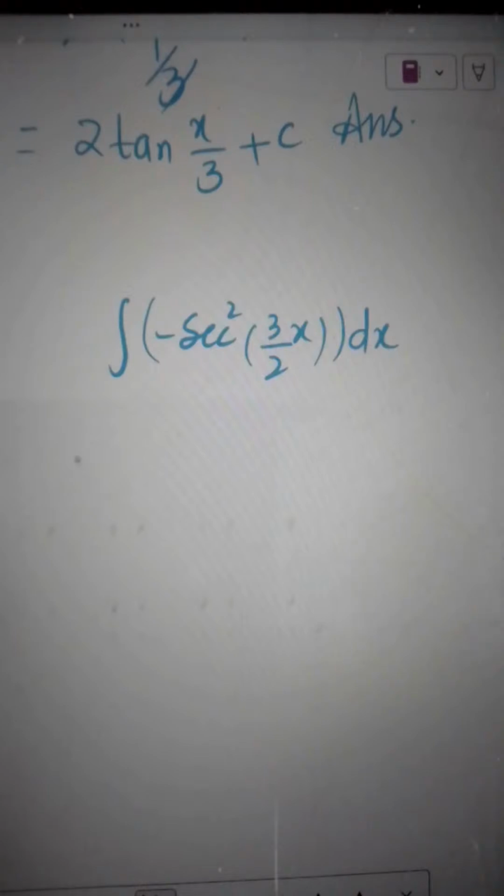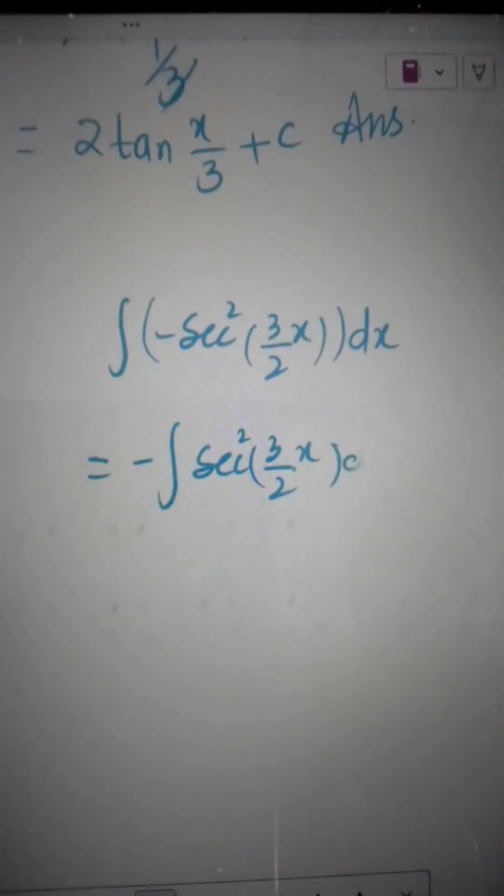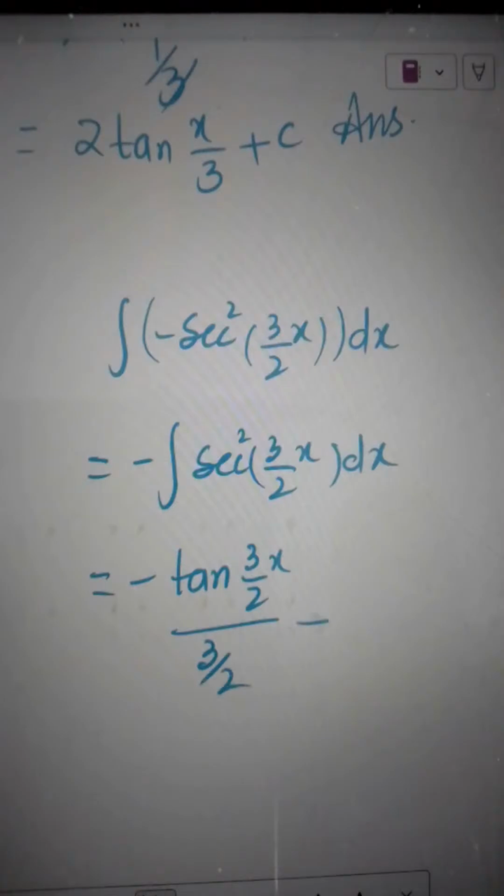So this is the function which we have to integrate now. How can we integrate it? We take the minus sign outside and secant square 3 by 2x dx. Since secant square is the derivative of tan, its antiderivative will be tan with the same angle 3 by 2x, and we divide by the derivative of the angle. We know that the derivative of 3 by 2x is 3 by 2. It will be divided by this, plus c.